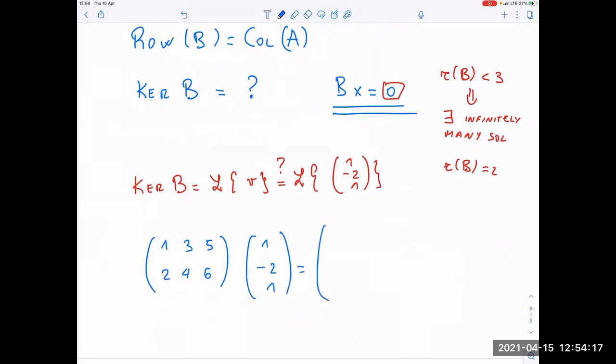And so what do we get? We get 1 minus 6 plus 5, which is actually 0. And then we get 2 minus 8 plus 6, which is again 0. So yes, it is true. This is a solution. We know it's going to be infinity to the 1. And so we get exactly what we wanted. Okay.